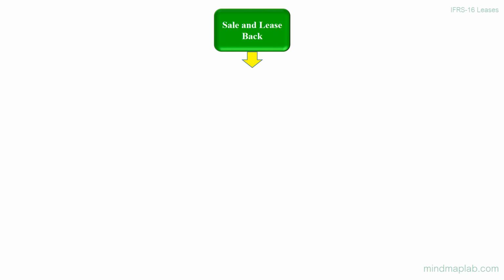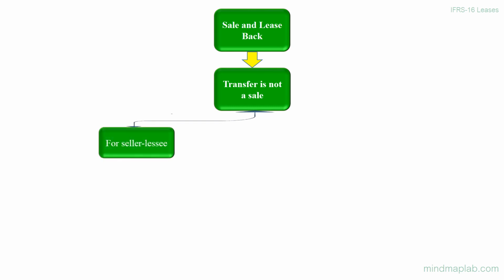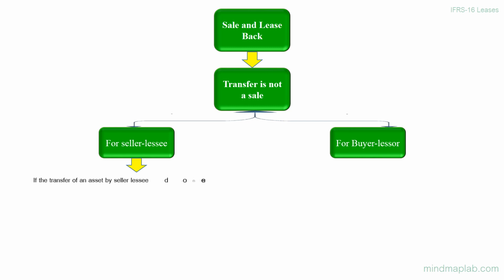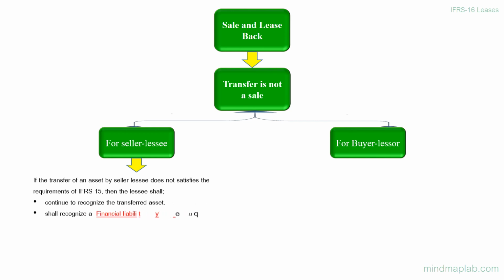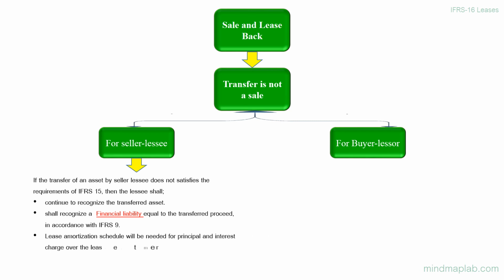Sale and leaseback, where transfer is not a sale. For seller lessee, or for buyer lessor. For seller lessee, if the transfer of an asset by seller lessee does not satisfy the requirements of IFRS 15, then the lessee shall continue to recognize the transferred asset. Shall recognize a financial liability equal to the transferred proceed, in accordance with IFRS 9. Lease amortization schedule will be needed for principal and interest charge over the lease term.